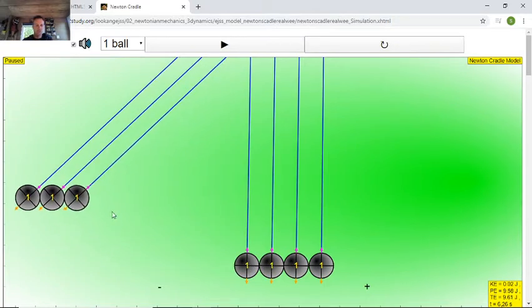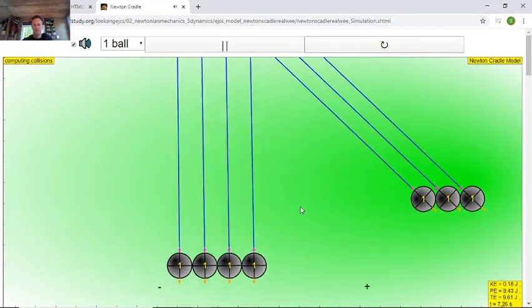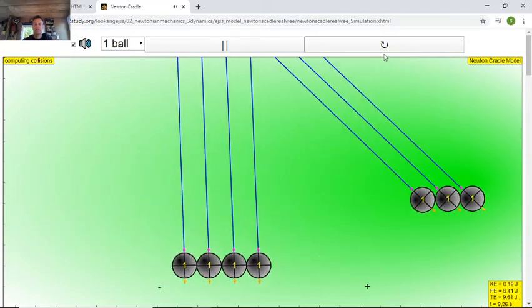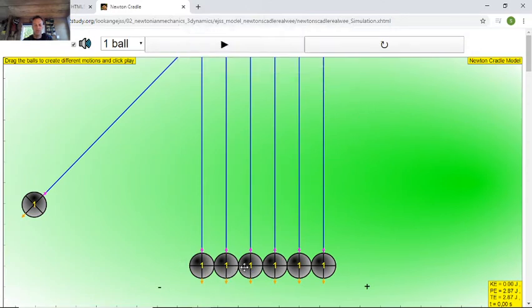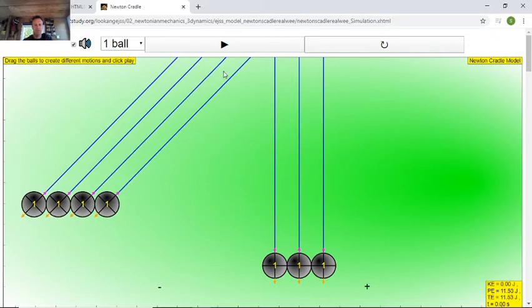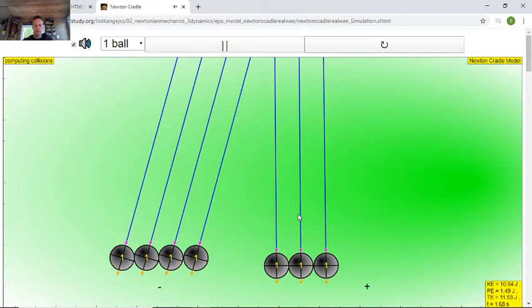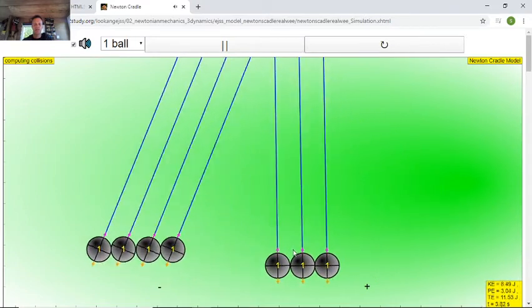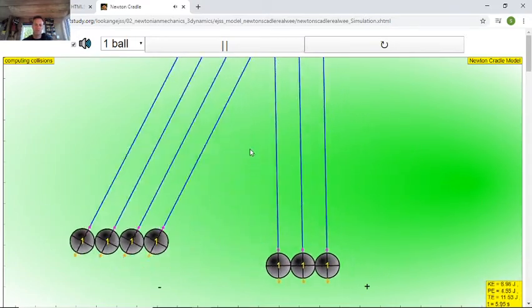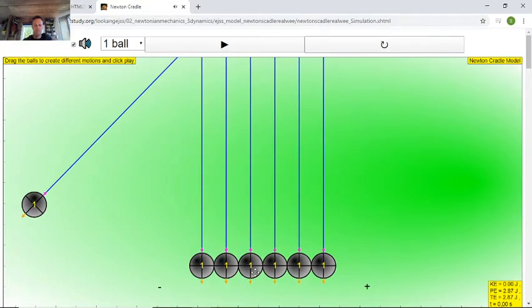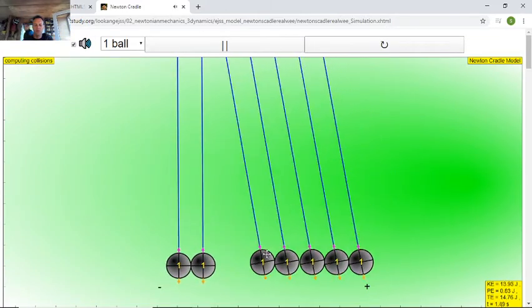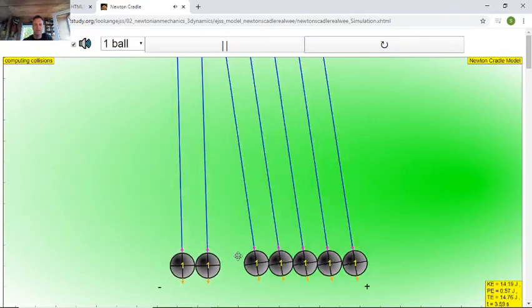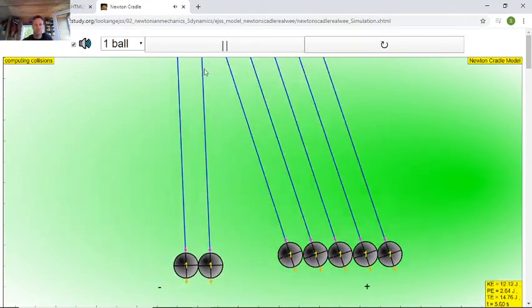If I then take 3 balls and let go, 3 leave. If I reset and take 4 balls and let go, it starts getting really weird, but it still has conservation of momentum: 4 hit, 4 leave. And if I reset it, one of the weirdest of all is where you've got 1, 2, 3, 4, 5 balls, and it goes down, and you've got 5 hitting, 5 leaving. Again, conservation of momentum is being held true.